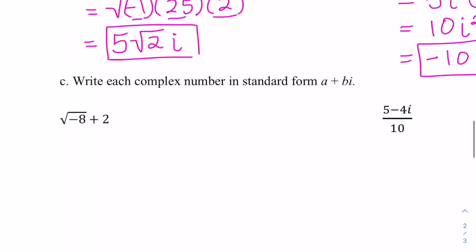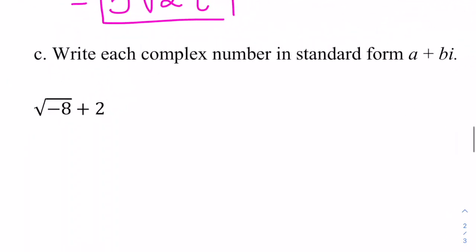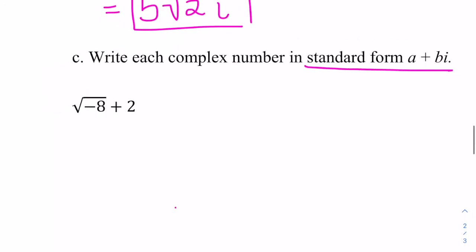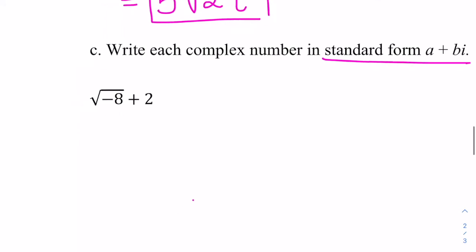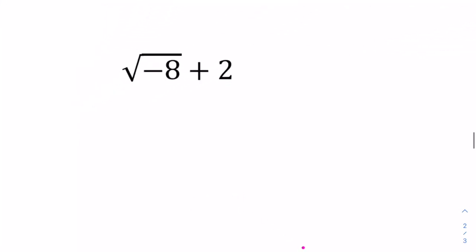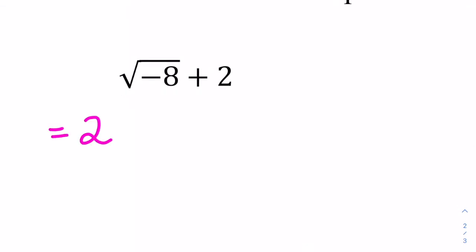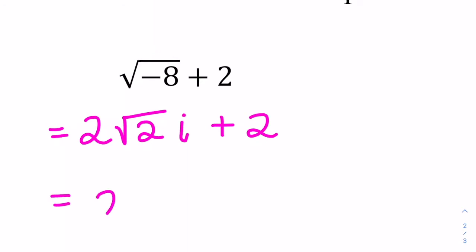When we have a number in this form, we want to make sure we write this in standard form. So we have the square root of -8. Well, again, that can break apart. The square root of 4 is 2. The root 2 will stay inside, and an i will come out. But remember, we need to write the real part first. So in standard form, it'll be 2 plus 2 root 2 i.